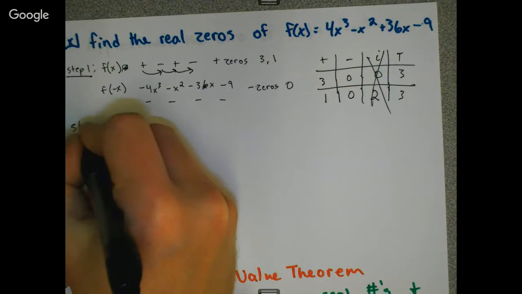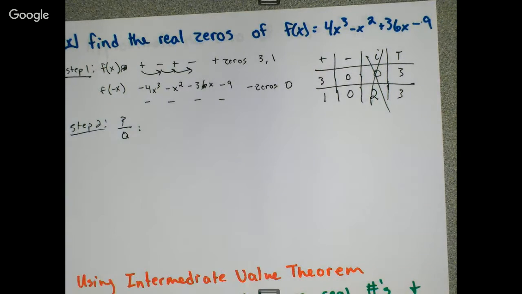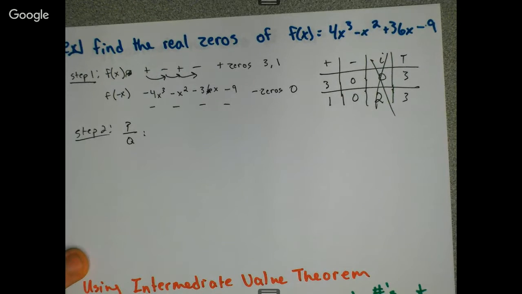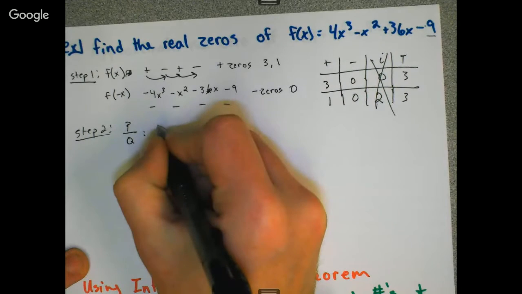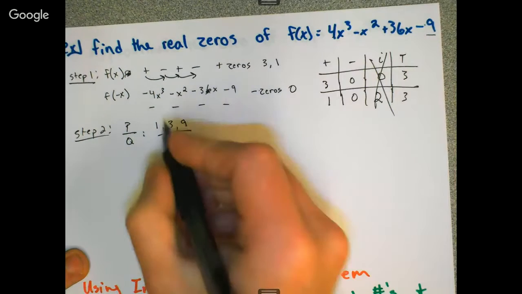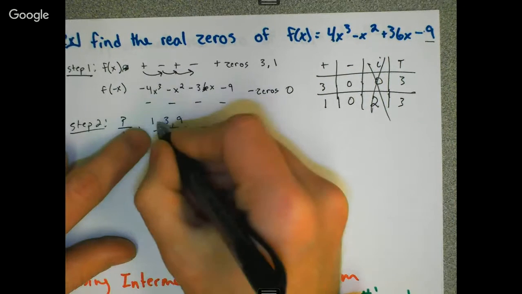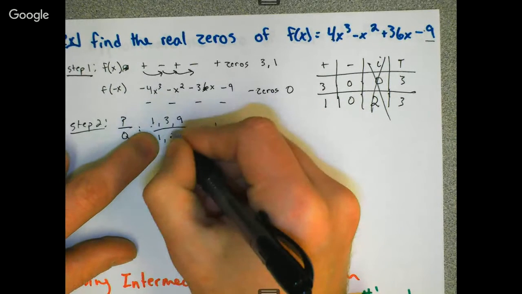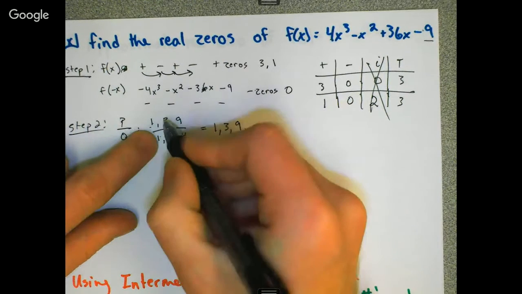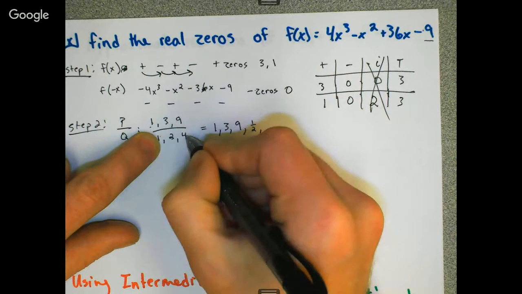Step 2 is our P's and Q's. Now, here I don't want any negatives, so I'm not going to do the plus minus. I'm just going to do the positive. So I want factors of 9, so that's 1, 3, and 9, over factors of 4. That's 1, 2, and 4. Okay, so I've got 1 over 1, 3 over 1, 9 over 1, then I come back here. So I got 1 over 2. I got 1 over 4.